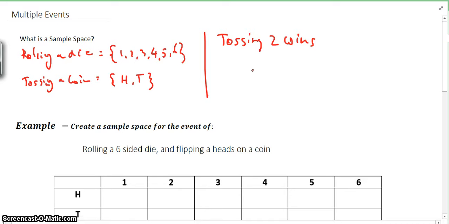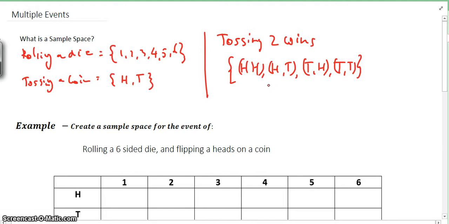So if we toss two coins, what are the possible options we could have? Well, we could get a heads, heads. We could get a heads, tails. Sorry, I'm going to put that in brackets. We could get a tails, heads, or we could get a tails, tails. So from here you can see that it does become a little bit more complex when we have multiple events, and what I mean by multiple events is when there are more than just one particular probabilities that we're investigating. So the event of one coin being tossed and the event of another coin being tossed.